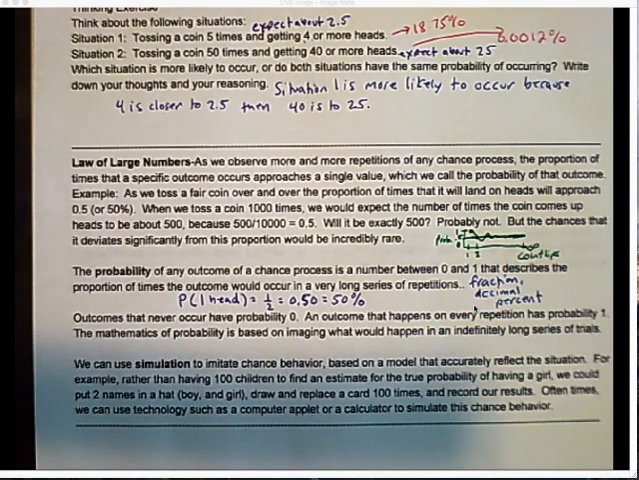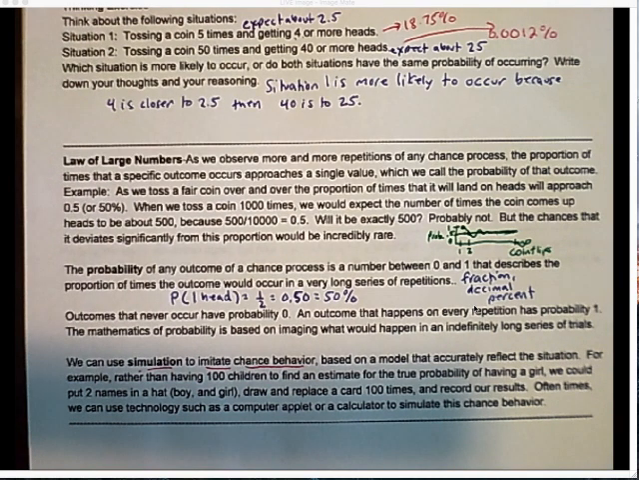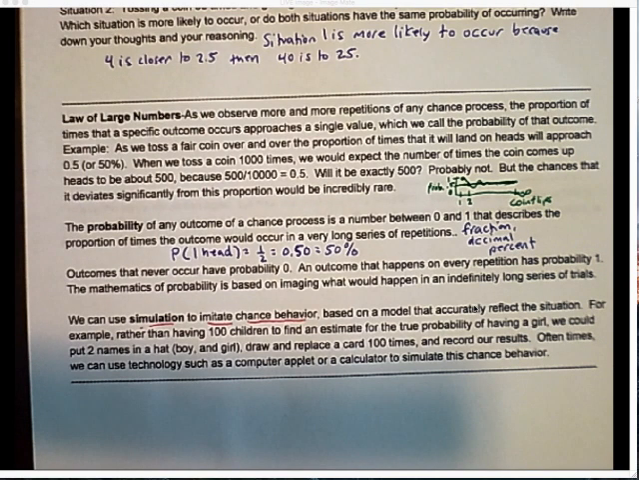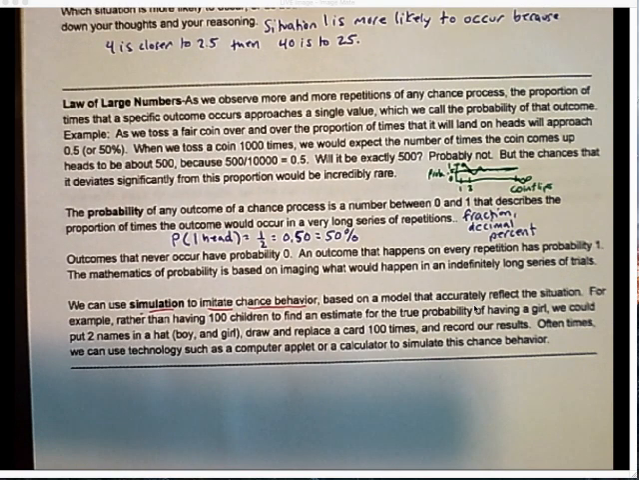All right. So what is simulation? Simulation is us using mathematics to imitate chance behavior, based on a model that accurately reflects the situation. For example, rather than having 100 children to find an estimate for the true probability of having a girl, we could put 2 names in a hat, boy and girl. We can draw and replace a card 100 times and record our results. And oftentimes we can use technologies such as a computer applet or a calculator to simulate this chance behavior.